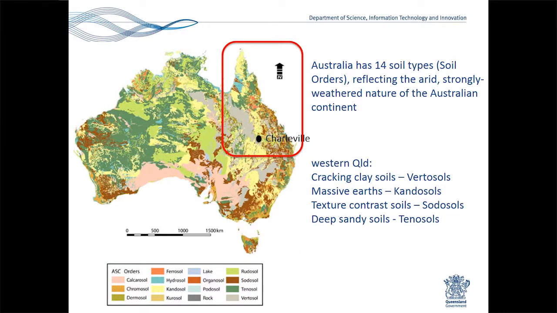So if we were looking at Australia's system, they broadly classify soils into 14 different types in Australia. And it's just reflecting those arid, strongly weathered natures. Inherently, they've been weathered for a long period of time. They're generally low in soil phosphorus and some of the micronutrients in those soils. Out in Western Queensland, there are four major soils occurring out here that you're very familiar with, and I just wanted to go back and visit some of those.